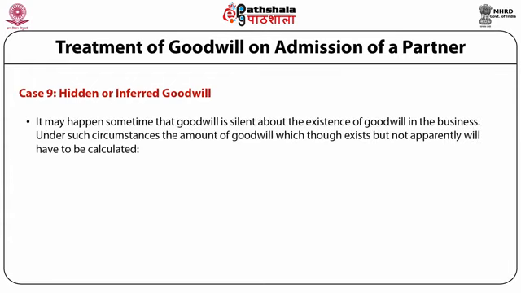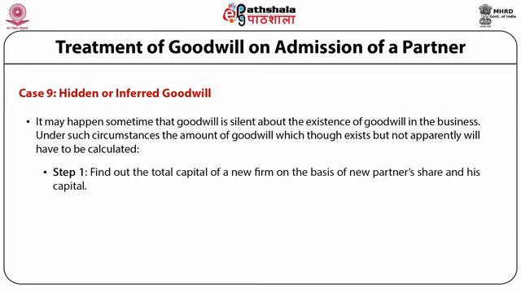Hidden or inferred goodwill. It may happen sometimes that the goodwill is silent about the existence of goodwill in the business. Under such circumstances, the amount of goodwill, which exists but is not apparent, will have to be calculated. There are the following steps. The first step is to find out the total amount of the new firm's goodwill on the basis of the new partner's share and his capital. So firstly, the total capital of the new firm will be estimated.